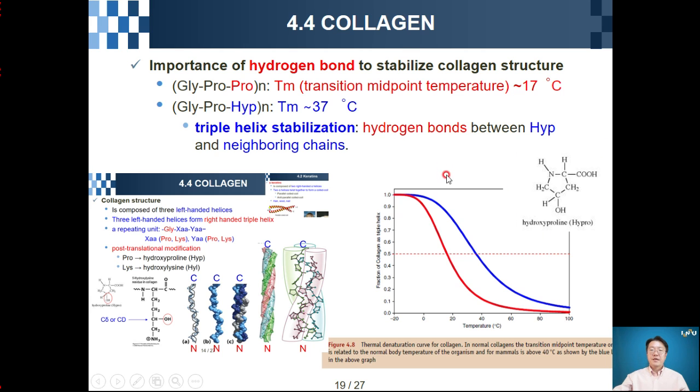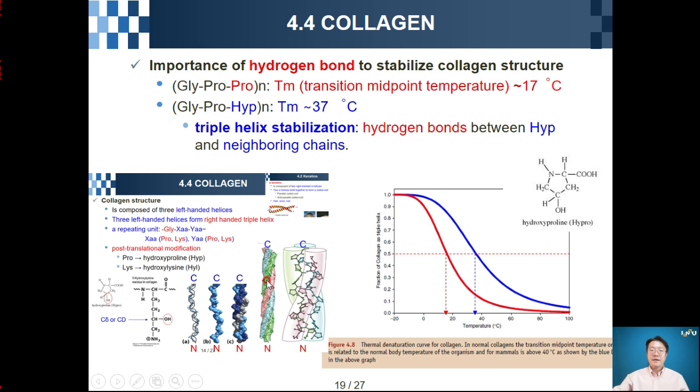After that we measure the transition midpoint temperature, Tm. In the case of glycine, proline, proline, Tm is around 17 centigrade. However, in the glycine, proline, hydroxyproline case, we measure the Tm around 37, nearly 2 times higher than the previous one. So it means that this hydroxylation induced the triple helix stabilization.